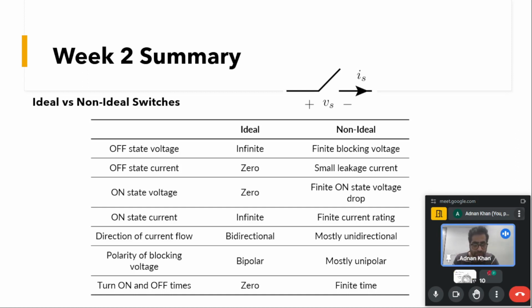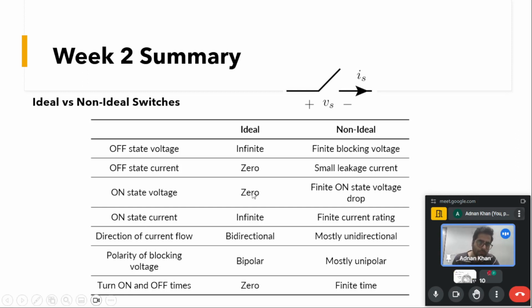We'll have switches for signal levels that will have a small current carrying capability. Some switches will have low voltage blocking capability, but a high current carrying capability. Some switches will have a medium current carrying capability of 60 amps, 63 amps, 100 amps. Some devices are able to carry the current in kiloamps as well. So a non-ideal switch will have a finite current carrying capability, while the ideal switch should be able to carry an infinite amount of current in the on stage.